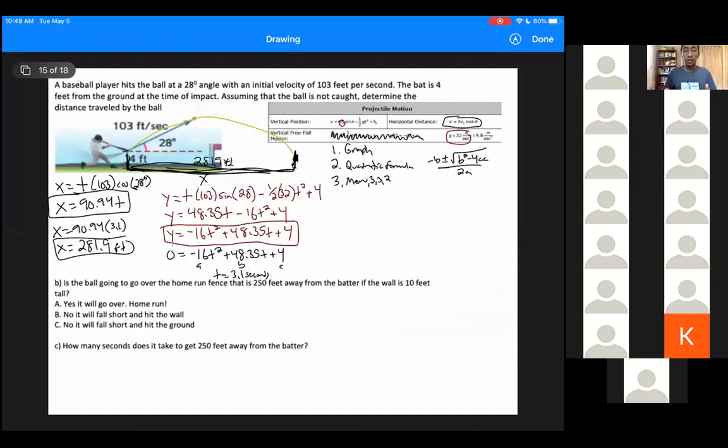So that is how we can use parametrics to solve this problem. I think that's pretty cool. Just by knowing the height of the batter when he hits it, and knowing the initial speed and the angle the ball is hit, we can determine how far the ball will go. That's pretty cool there. Any questions?